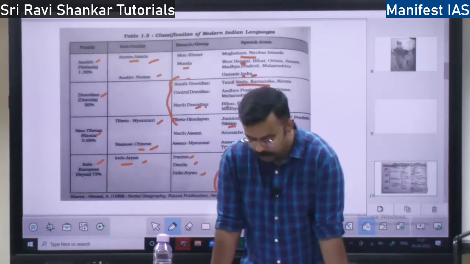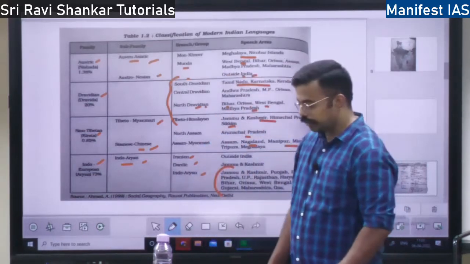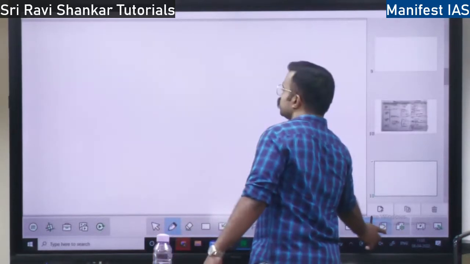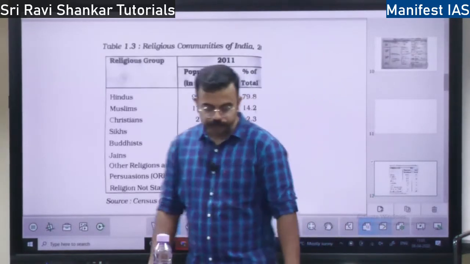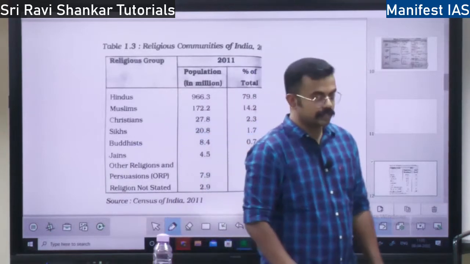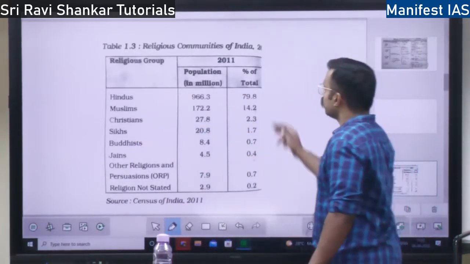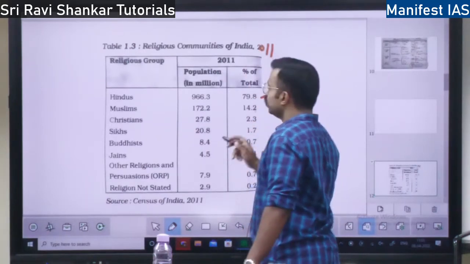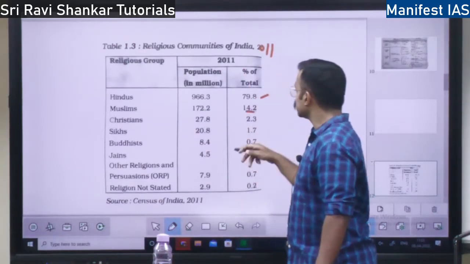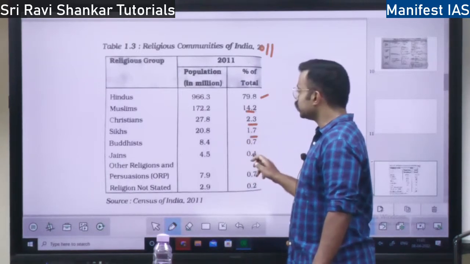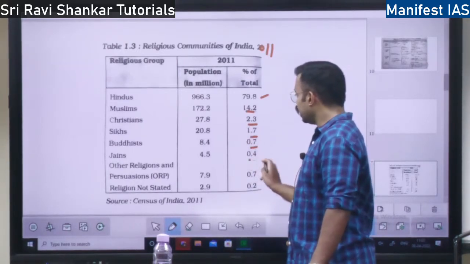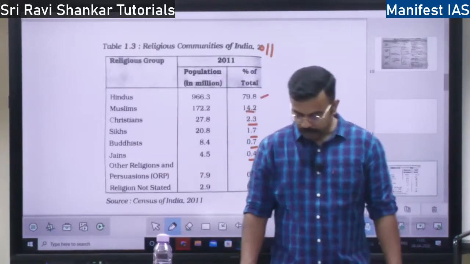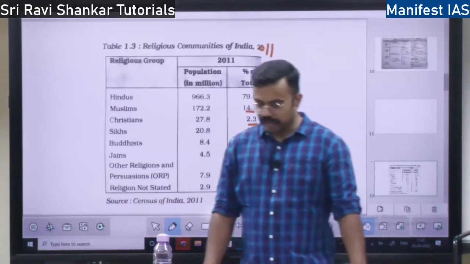Next, we will talk about the most interesting and important concept, the religious composition. What religions do we have in India? Who are the major population? It is the Hindus. Hindus compose 79.8% as per the 2011 census. Muslims compose 14.2%, Christians 2.3, Sikhs 1.7, Buddhists 0.7 and Jains 0.4% of the population. So Muslims are the largest minority.